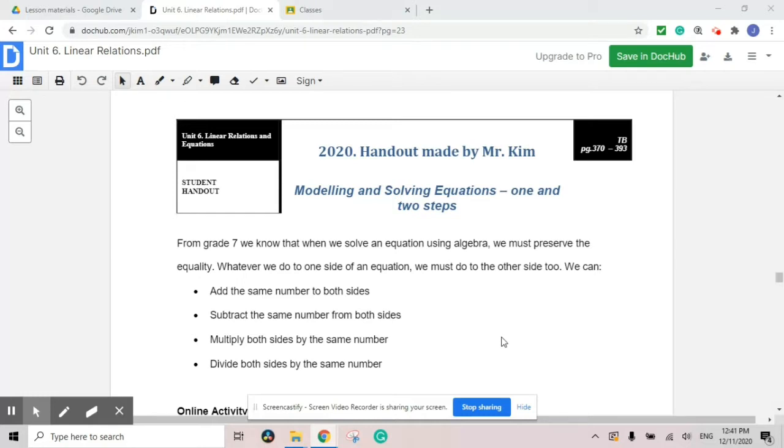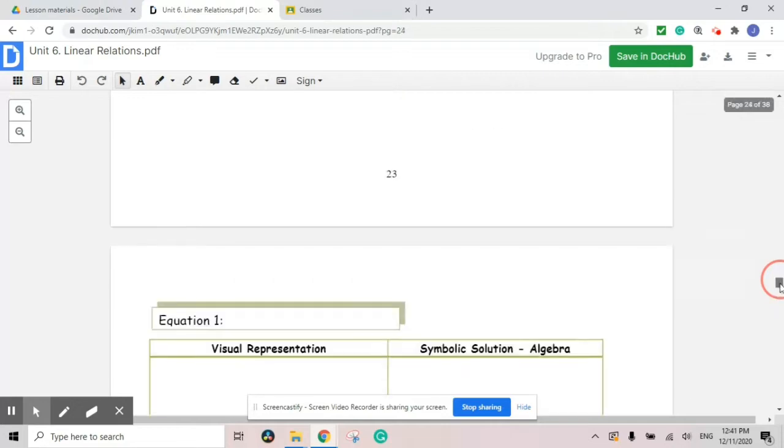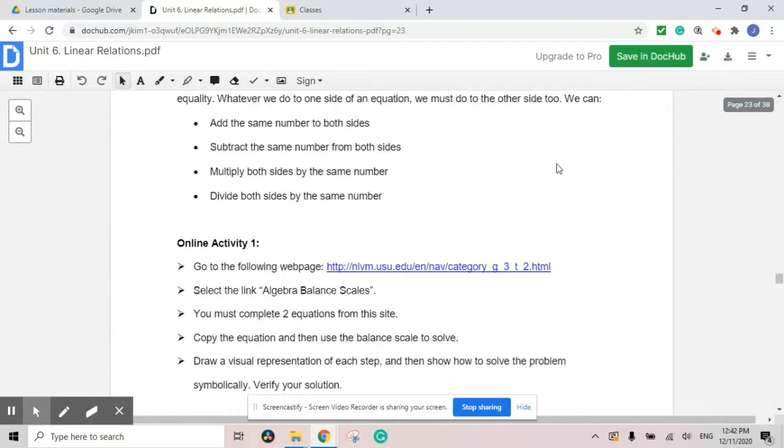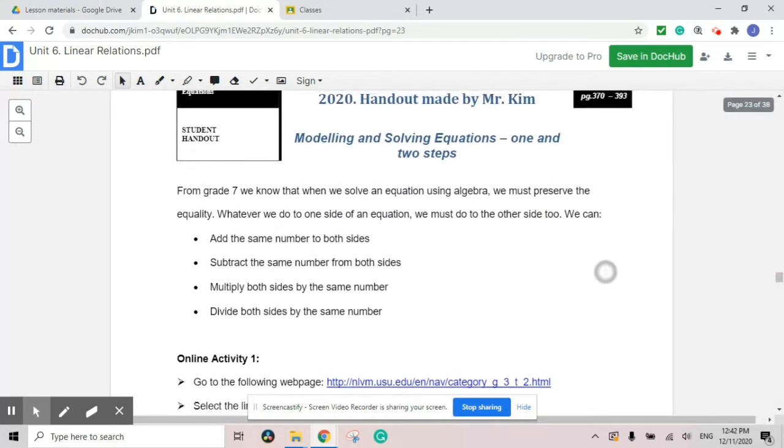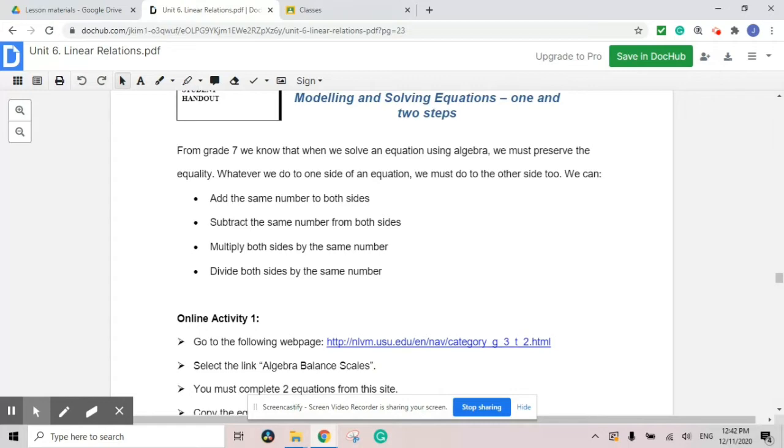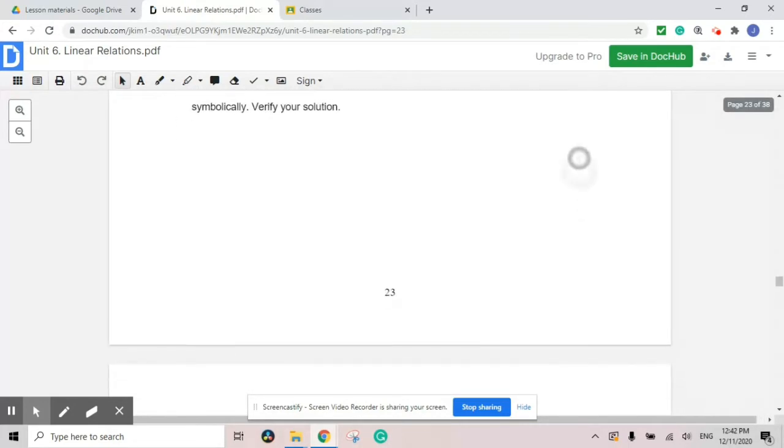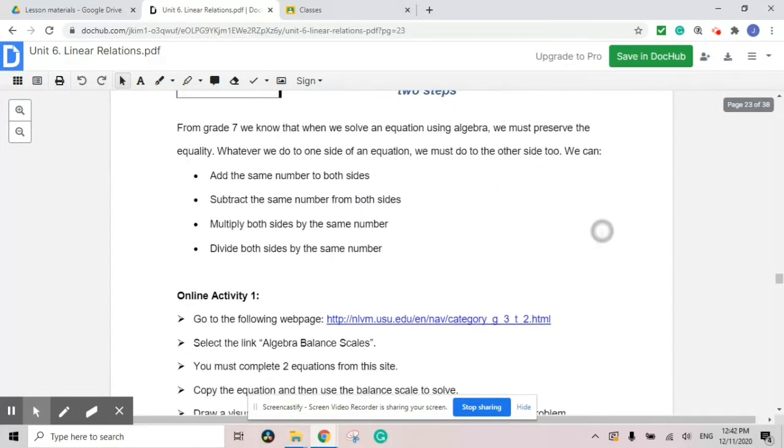One uses mental math, which is opposite operation, and another uses modeling, which is kind of like a scale model. And we're going to go through one-step equations today. This is available on page 23 of your lesson booklet.